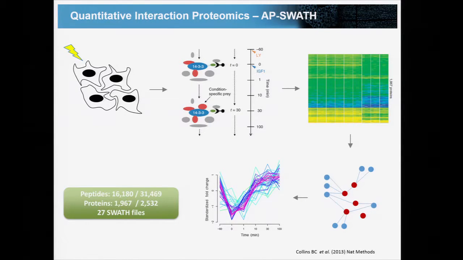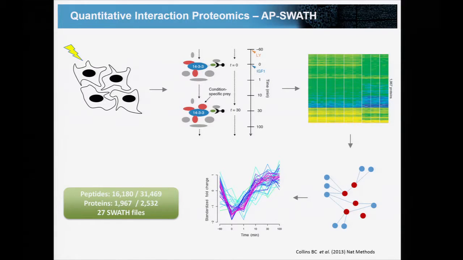And from this, in the SWATH files, we could extract about 2,000 proteins from about 2,500 that were in the library. I should say these numbers, by the way, on the right are the library size, and this is the number that we could actually detect. So of the 30,000 peptides in the library, we could detect about half of these in any single run. At the protein level, of the 2,500 proteins, we could detect about 2,000. This was a little bit bigger study. We went up to 27 SWATH files, but still a moderately manageable experiment.